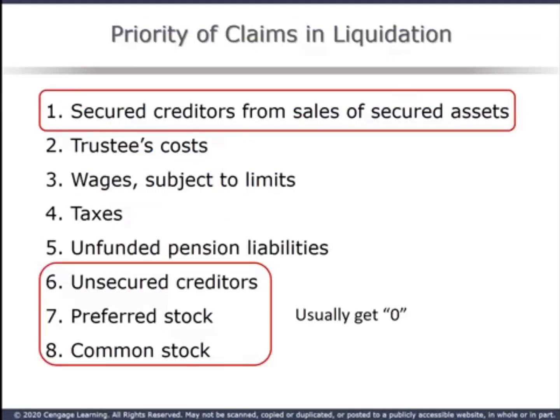This lists the priority of claims under a liquidation filing. Note that secured creditors come first. They are paid from the proceeds of selling the collateral securing the debt. If not paid in full, any remaining claim goes in with unsecured debt. Also note that unsecured creditors and stockholders, preferred and common, generally get nothing.